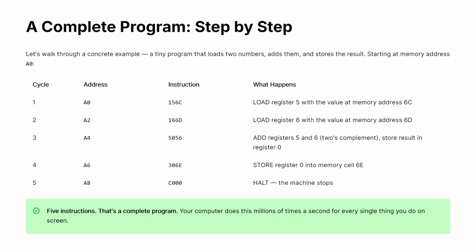Next cycle. Fetch 306E. Store the contents of register 0 into memory cell 6E. Done. Final cycle. Fetch C000. That's halt. The machine stops. 5 instructions. That's a complete program. Your computer does this millions of times a second for every single thing you do on screen.